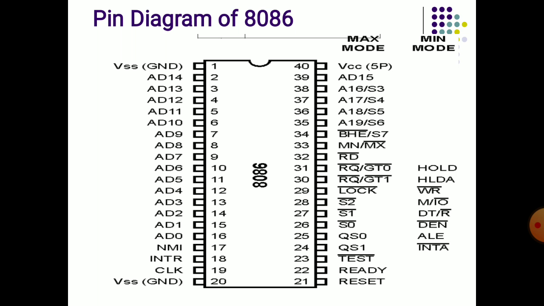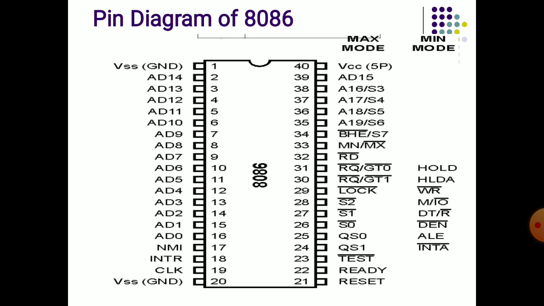If it is 00, no operation will be carried out. If it is 01, first byte of opcode will be activated. If it is 10, the queue is empty, and 11 means subsequent byte from queue. So it is used to find the status of the queue. Already I told, it has a six byte instruction queue. That status can be controlled by using QS0 and QS1, right?